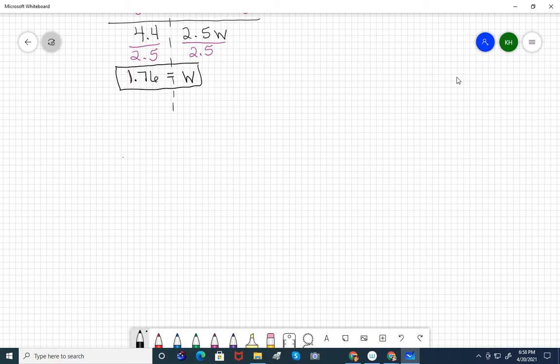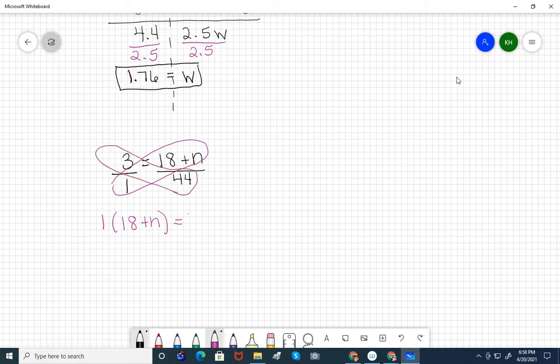So our last one, 3 equals 18 plus n over 44. Again, if we want to, we can make this look like a proportion. When I do that and I cross multiply, I get 1 times 18 plus n equals 3 times 44. This will actually be very easy. So I have 18 plus n. 3 times 44 is going to be 132.